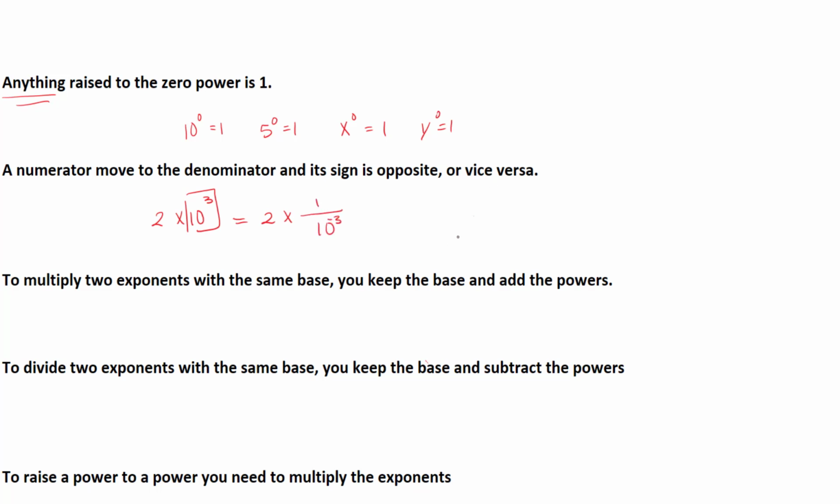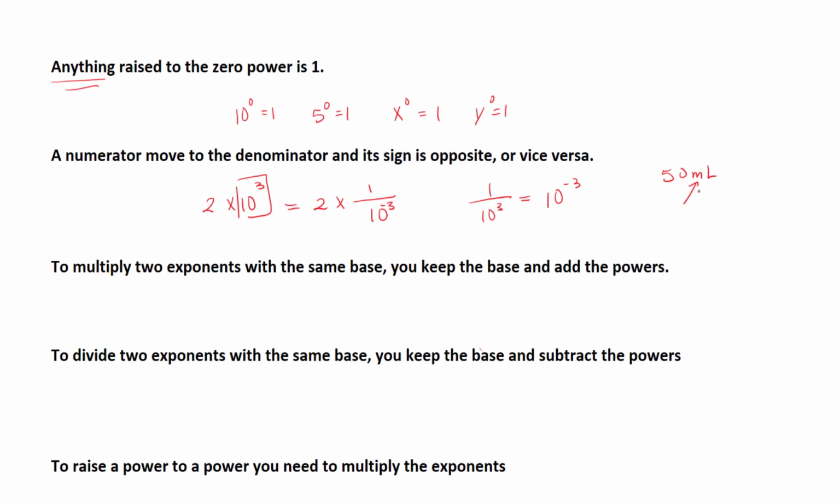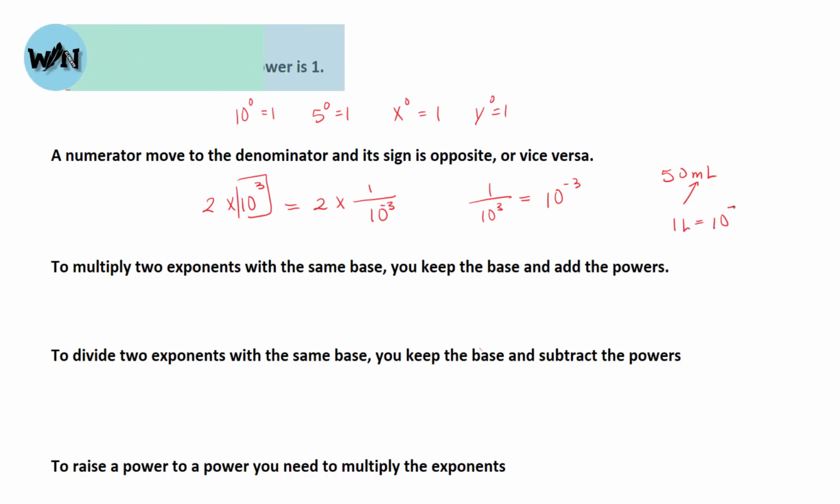This also works the other way around, where we move the exponent from the denominator to the numerator. For example, if I have 1 over 10 to the third, this is the same thing as 10 to the negative third. And this is very useful when we convert between prefixes. For example, if I have 50 milliliters, we remember that 1 liter is equal to 10 to the third milliliters.